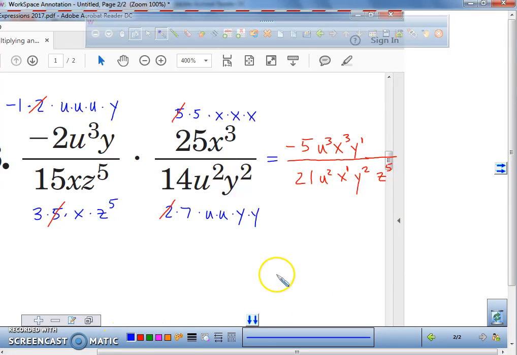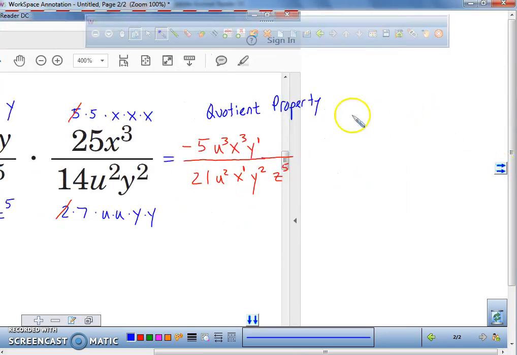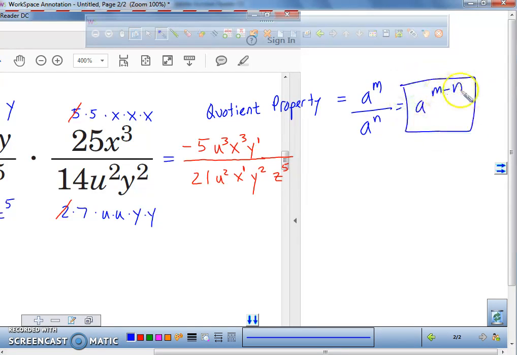At this point, everybody, what we need to do is what's called the quotient property. I'm going to write it once again. So we're allowed to do what with the exponents? We're allowed to simply subtract them. By the way, negative 5/21 cannot be reduced. That's as much as you're going to get. We've got a 3 minus a 2. What does that leave us with?